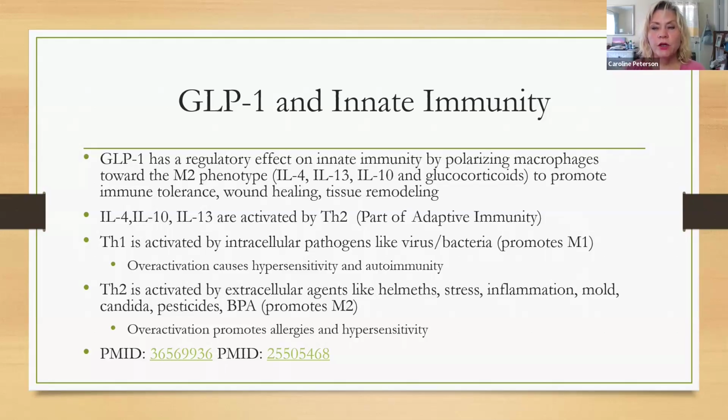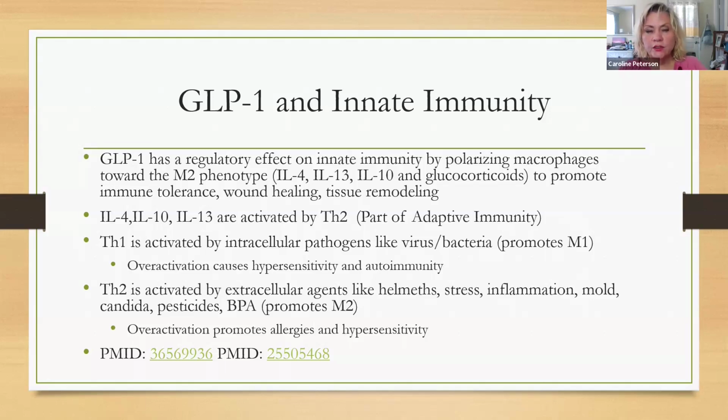M2 is part of adaptive immunity and is related to Th2, which are the anti-inflammatory cytokines. Th1 is the other kind of teeter-totter part of the T helper cells. And Th1 is activated by viruses and bacteria, which promote the inflammatory M1 macrophages and can cause hypersensitivity and autoimmunity.